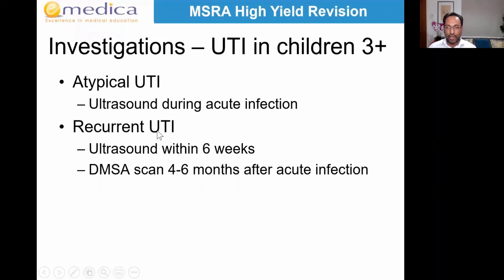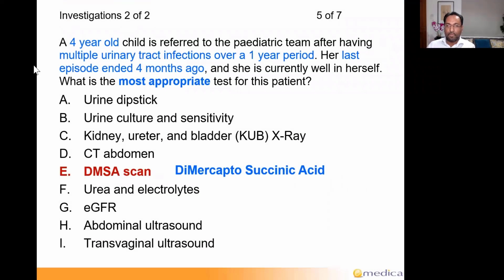So UTI in children 3+, if they've got an atypical UTI, you'll do an ultrasound during the acute infection. If they've got recurrent UTI, which was this patient, they'd have an ultrasound within 6 weeks, but then the DMSA scan 4 to 6 months after the acute infection. Do you see? It's 4 months after the last episode. So they would have already had an ultrasound scan earlier. At this stage, what we're looking for is a DMSA scan, okay?